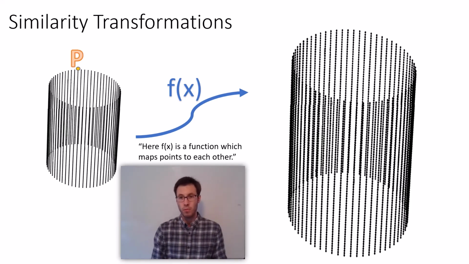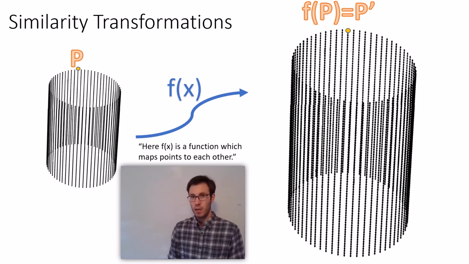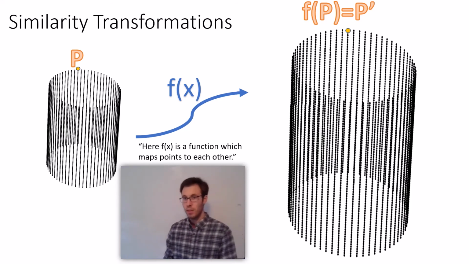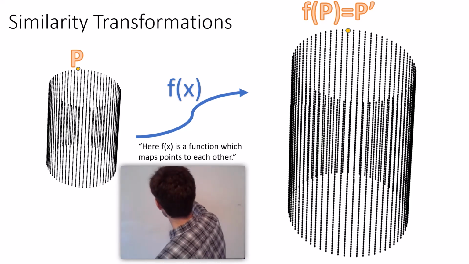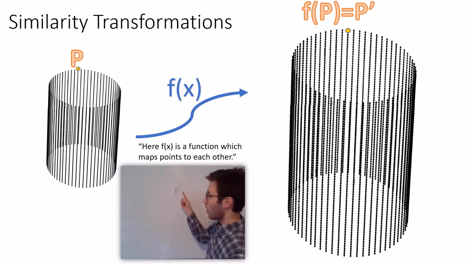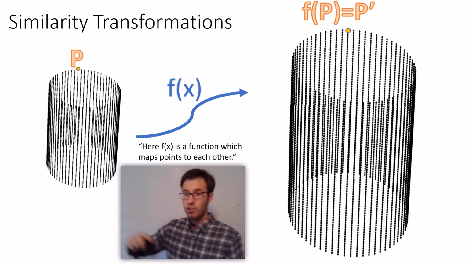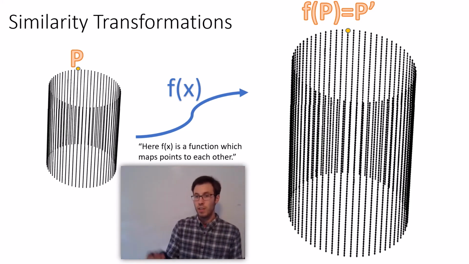Now we're going to see the mapping right here. So there's my point P. What happens is that point is mapped to F of P, and we call that point P prime. The symbol here, a lot of times in math, gets used, we call that P prime. So that's what that point would be called in the transformation. So F of P is equal to P prime.